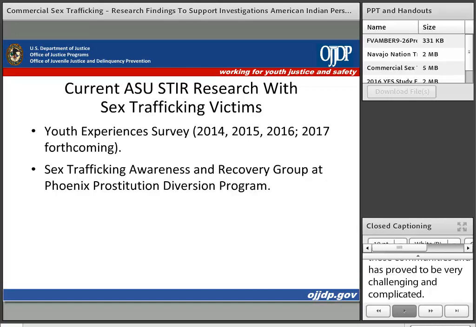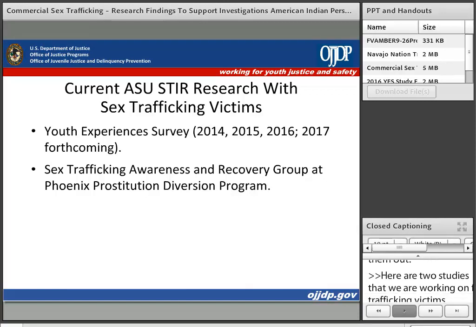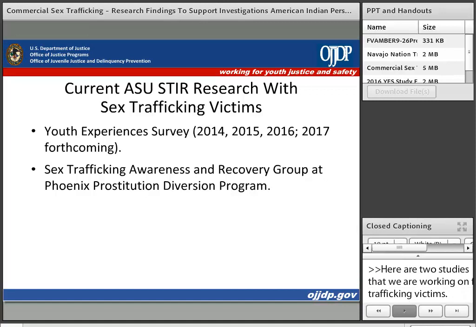So here are two studies that we're currently working on with sex trafficking victims. In each of these, we have included American Indian persons, and as typical, they're sort of mixed into our populations. The Youth Experiences Survey is an ongoing study that we do every year with homeless runaway youth from 18 to 25. It's also been conducted in Kentucky and southern Indiana, and it looks at the trafficking experiences of these youth. So it's available for download for you.